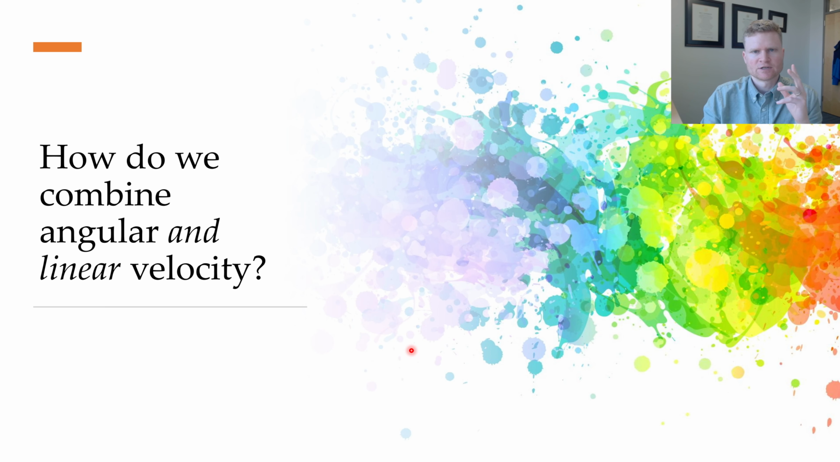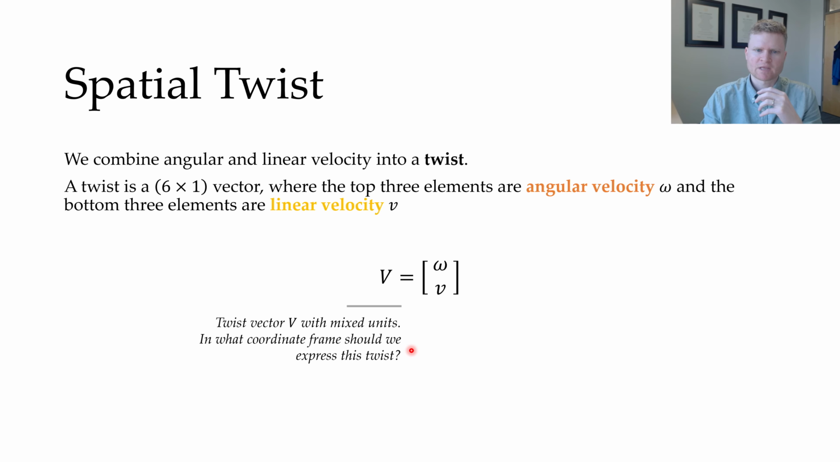All right. So now I've got angular velocity. I've got an understanding of that, and I want to start combining that with my linear velocity. And when I do that, I form something that's called a twist. A twist is a 6-dimensional vector, a 6x1 vector. The top 3 elements are going to be my angular velocity, omega, and the bottom 3 elements are going to be my linear velocity, and I use a lowercase v for that linear velocity.